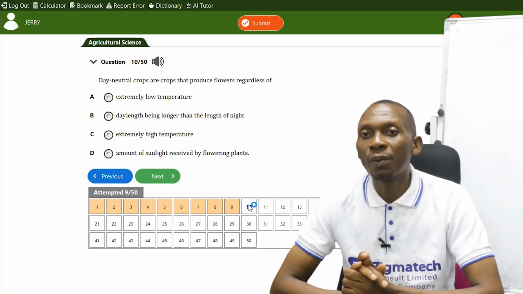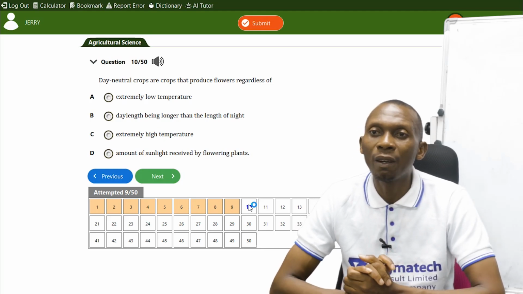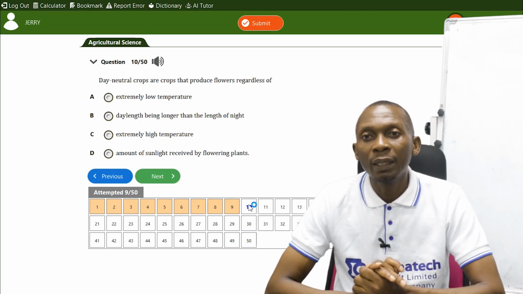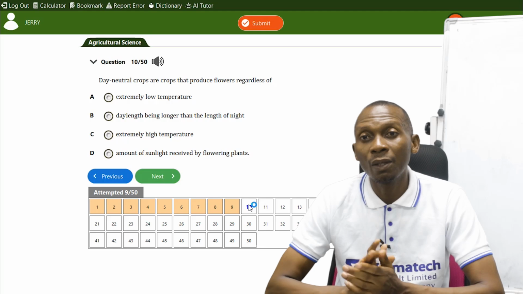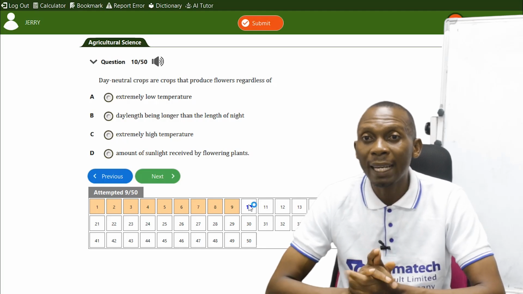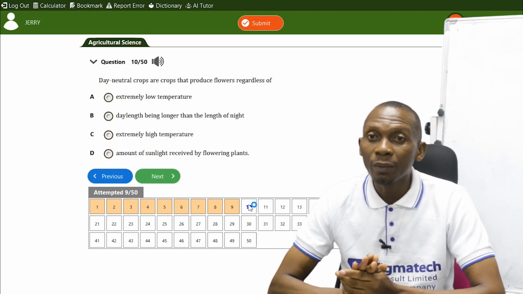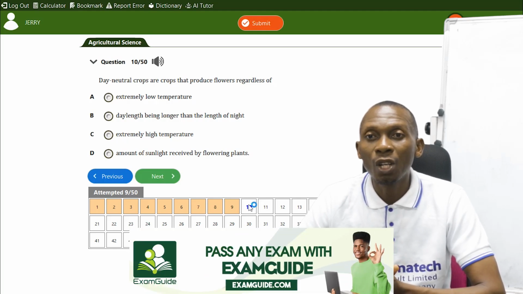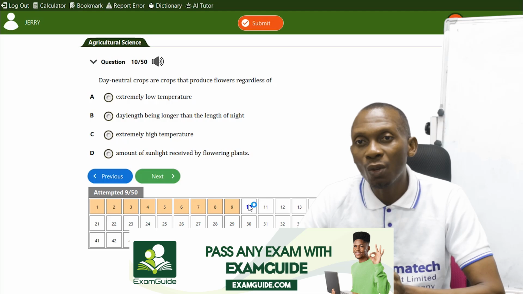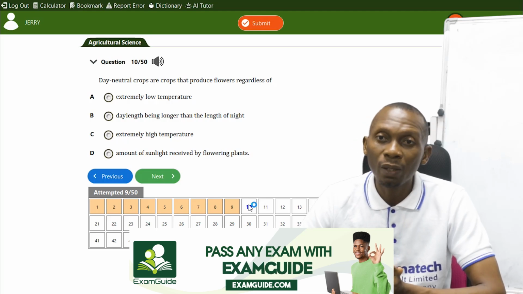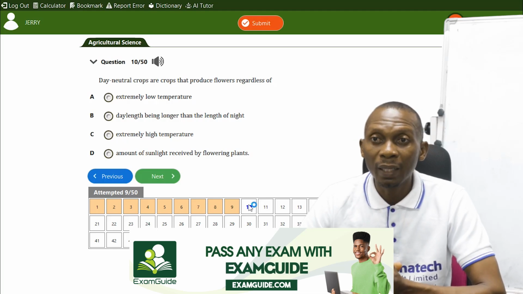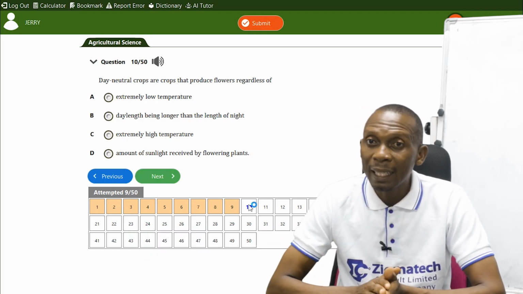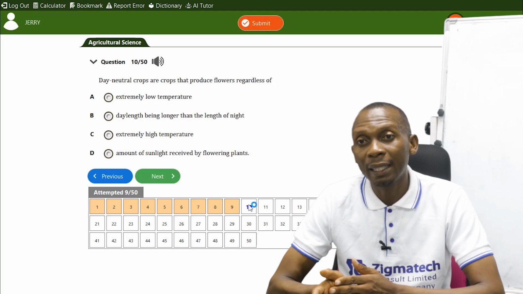Day neutral crops are crops that produce flowers regardless of... this has to do with light intensity, the exposure of crops to sunlight. Some crops require more daylight, some require equal daylight and equal length of night, while some require shorter daylight exposure and longer nights.